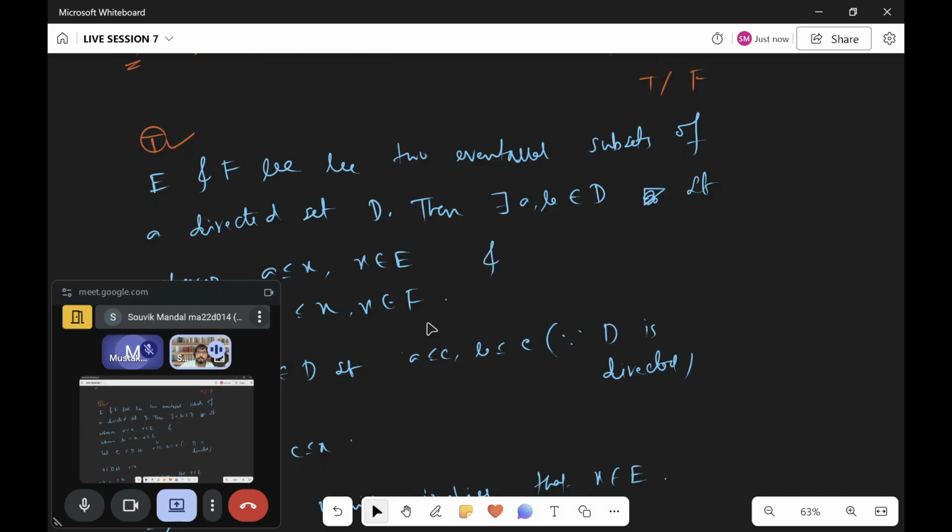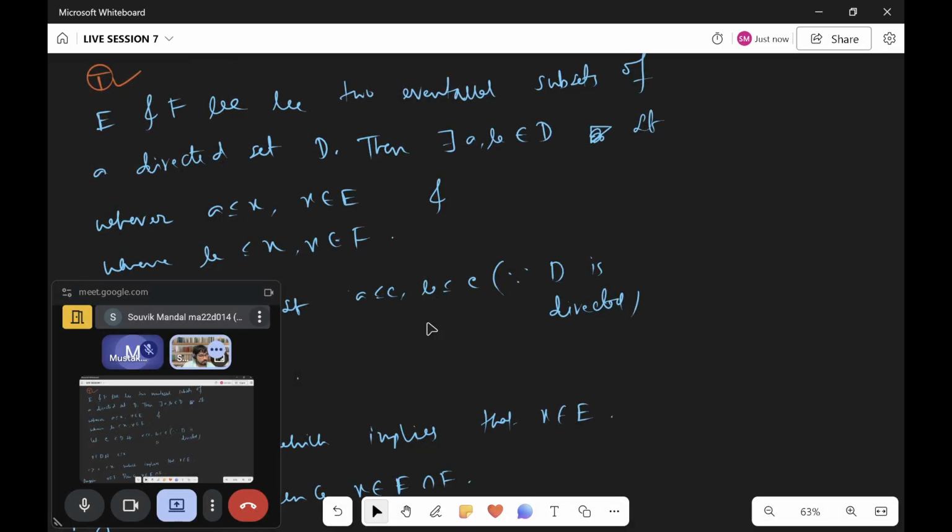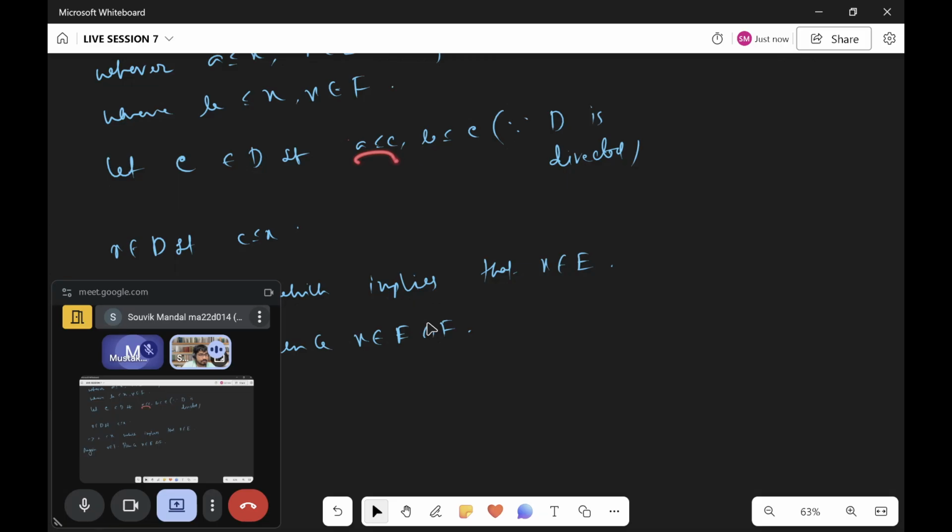E and F are eventual subsets of the directed set D. So now there is A, B belongs to D such that whenever A is less than or equal to X, then X belongs to E, and B is less than or equal to X, then X belongs to F. Suppose we take C belongs to D, A less than or equal to C, B less than or equal to C.